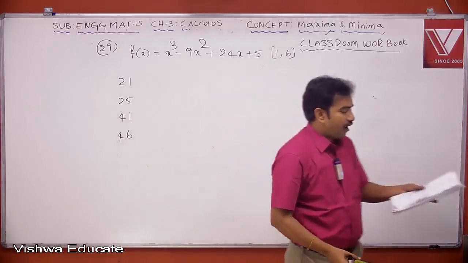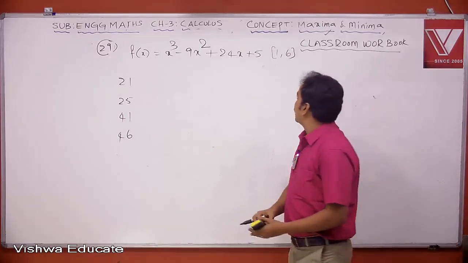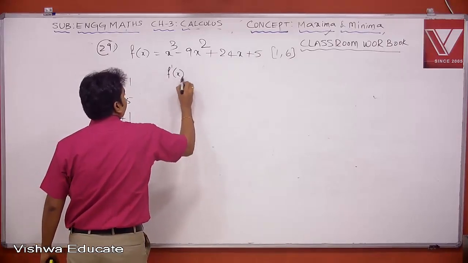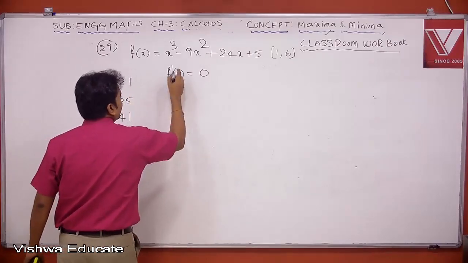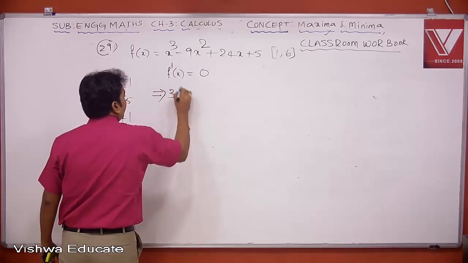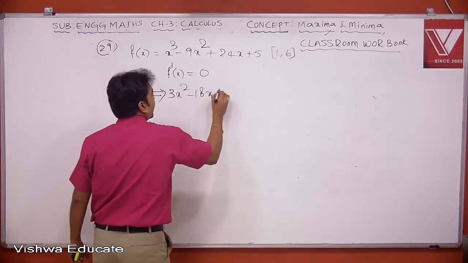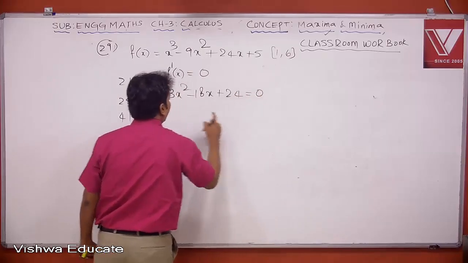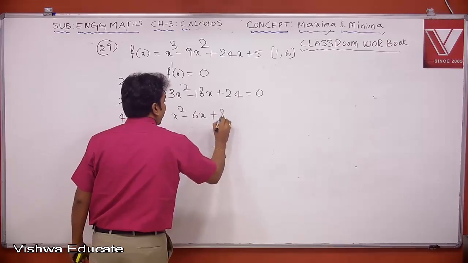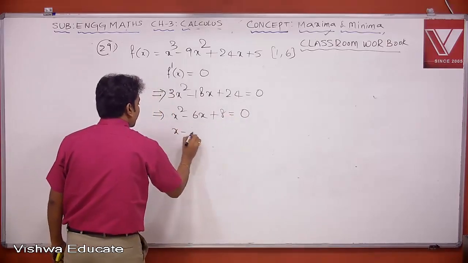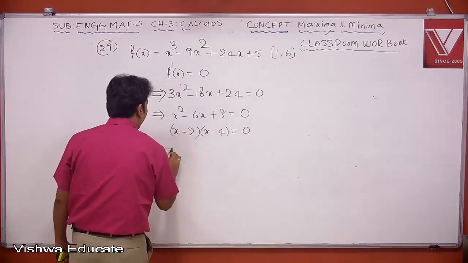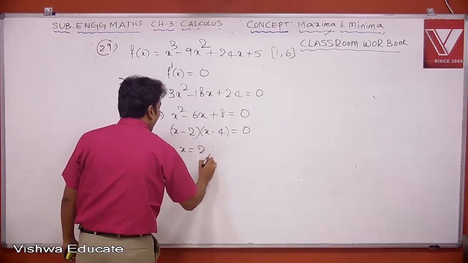Let us see its maximum value if the domain is the closed interval 1 comma 6. Now as usual, find the stationary points. Stationary points are obtained by finding the roots of f dash of x equal to 0. So the derivative is 3x square minus 18x plus 24 equal to 0. You can take 3 common. So x square minus 6x plus 8 equal to 0. Its factorization is x minus 2 into x minus 4 equal to 0. Therefore, the stationary points are 2, 4.